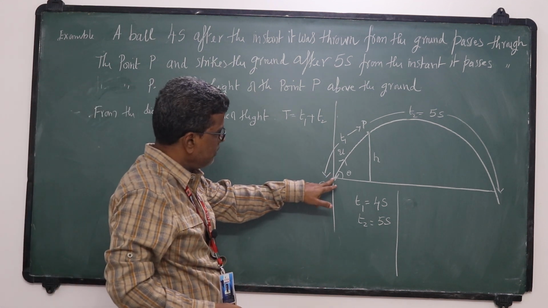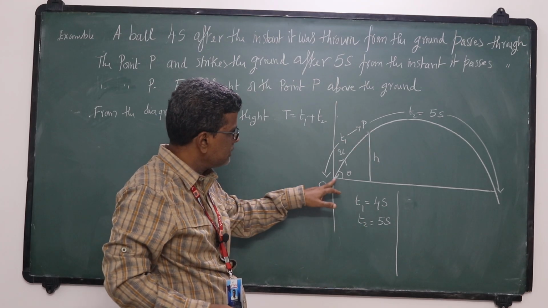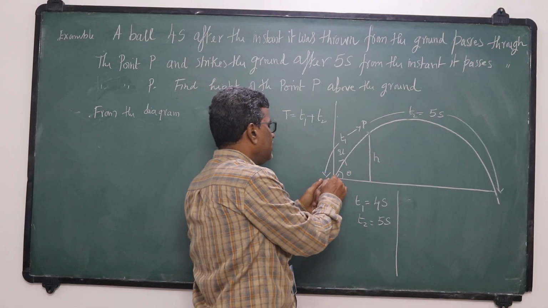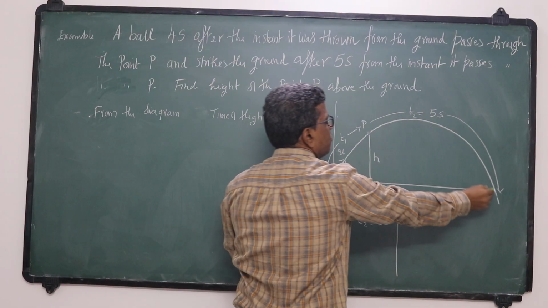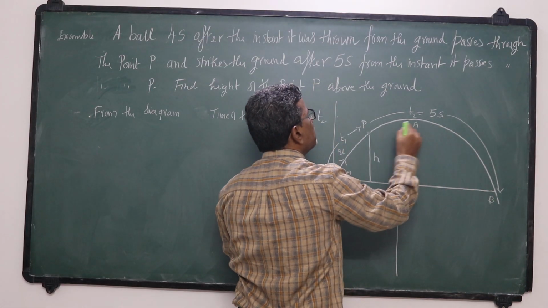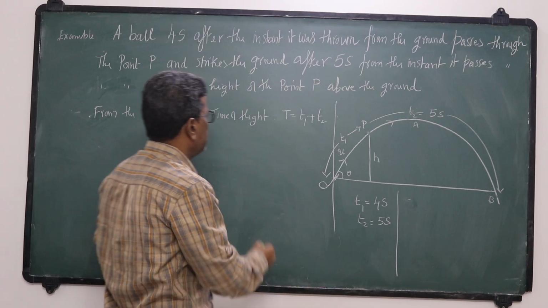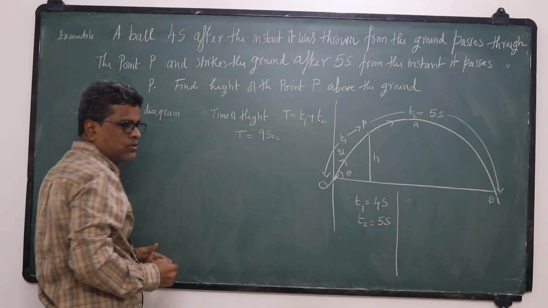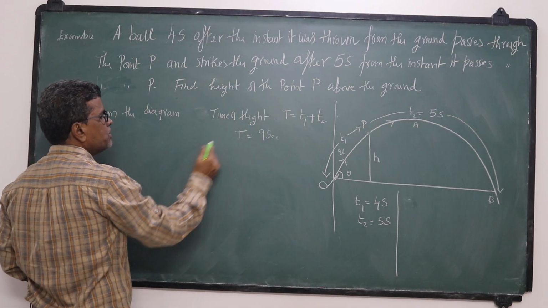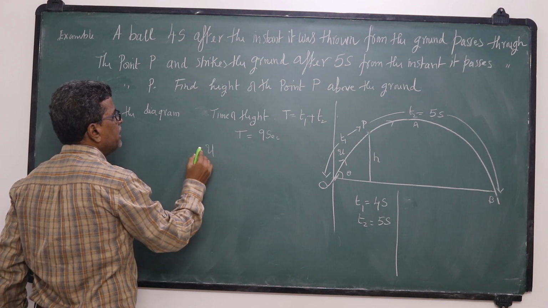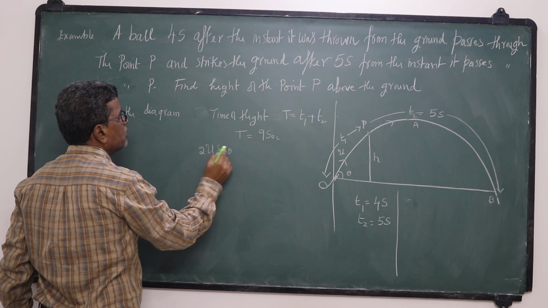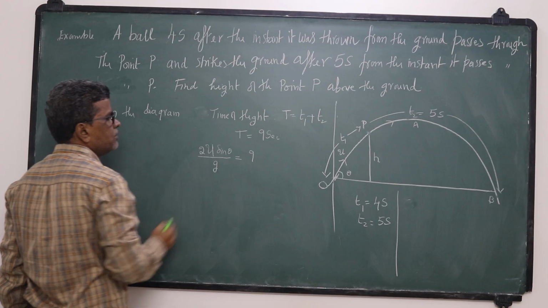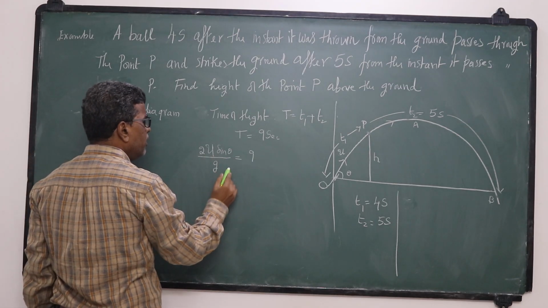From the diagram, here to here it will take 4 seconds. From here to reach the ground, it will take 5 seconds. So what is the time taken from O to A to reach B? It will take 4 plus 5, 9 seconds. So the total time of flight is 9 seconds. The formula for time of flight is 2u sin theta by g, which is 9 seconds. Call this equation 1.